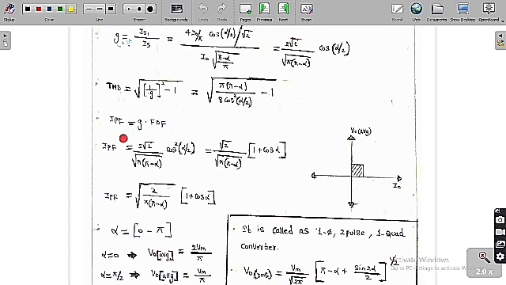Now I want to find the value of the input power factor. It is the product of the distortion factor and the fundamental displacement factor. So the input power factor is the product of the distortion factor into the fundamental displacement factor.